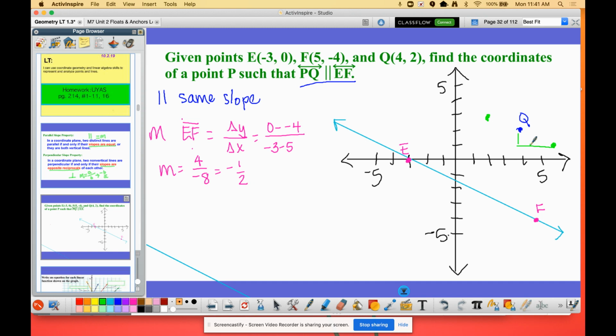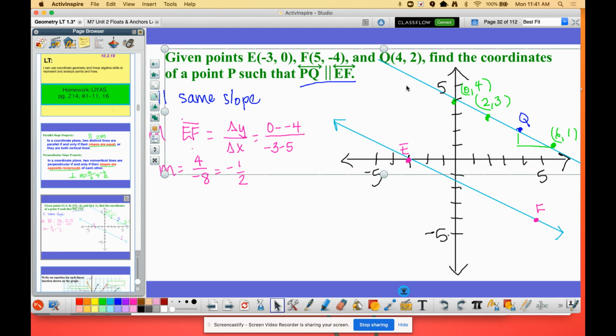So my coordinates, and we could have different answers for this. My coordinates for P could be, let's see, 6, 1. That would be one choice. Or if I went up 1 and left 2, then it would be 2, 3. I could do this again, go up 1 and over 2 more, and it could be 0, 4. So that would give me my other line. I'll check and see, and yep, that's pretty good as far as matching up.